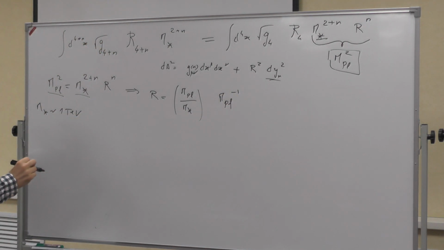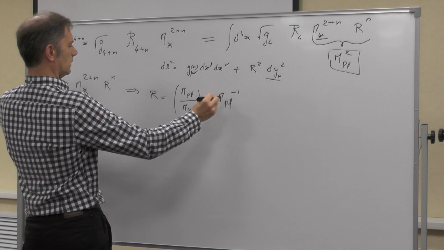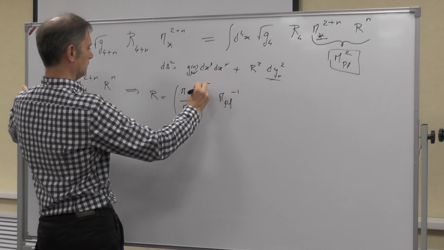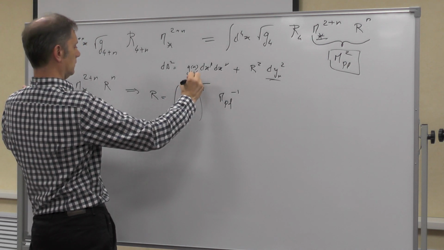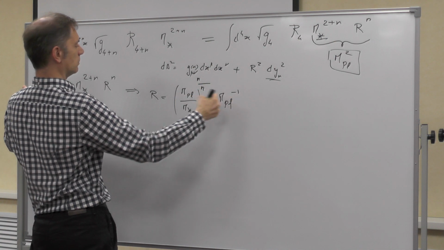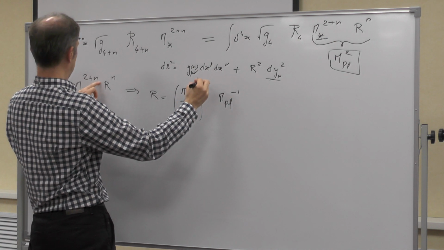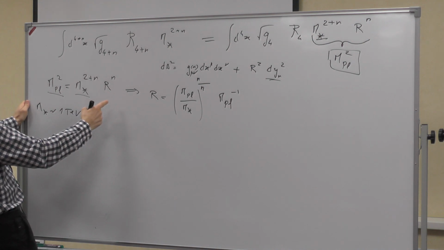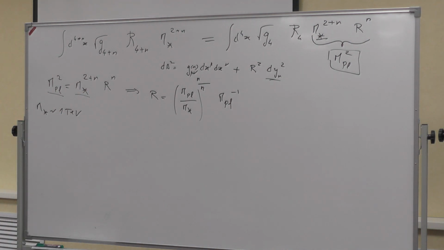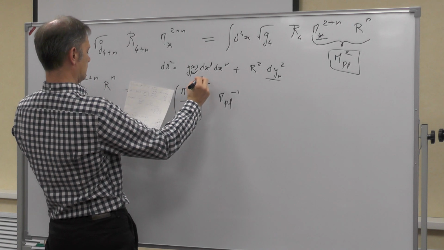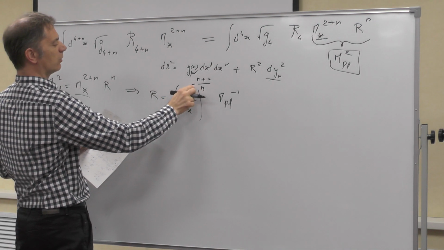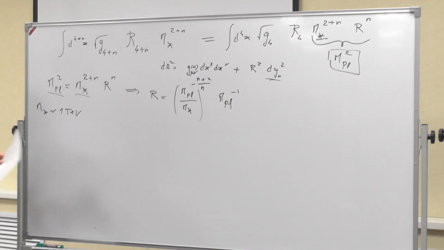So here I'm going to make some mistake, obviously. R is M Planck over M star to the power (n plus 2) over n, times M Planck to the minus 1.